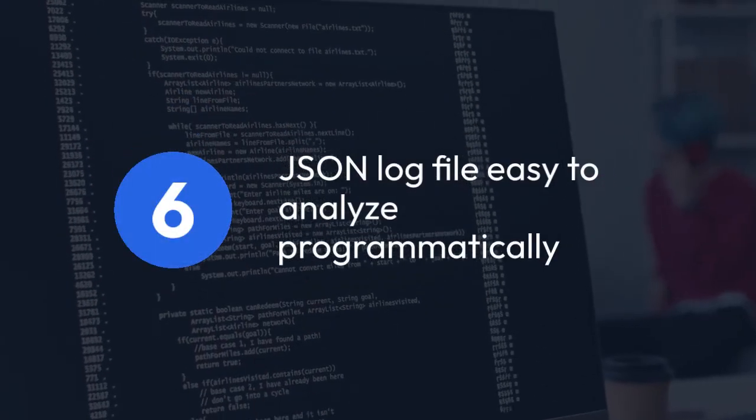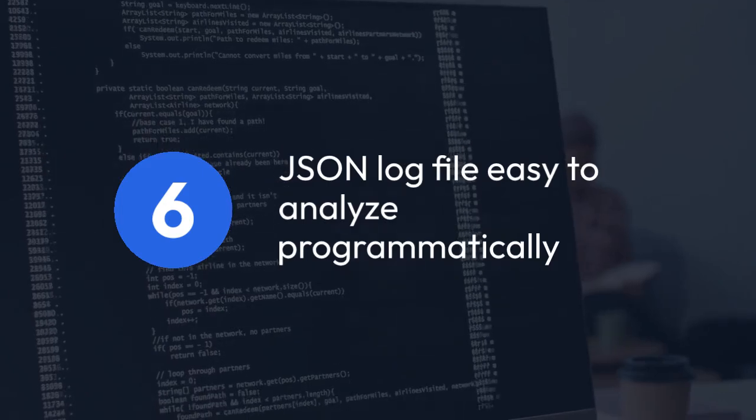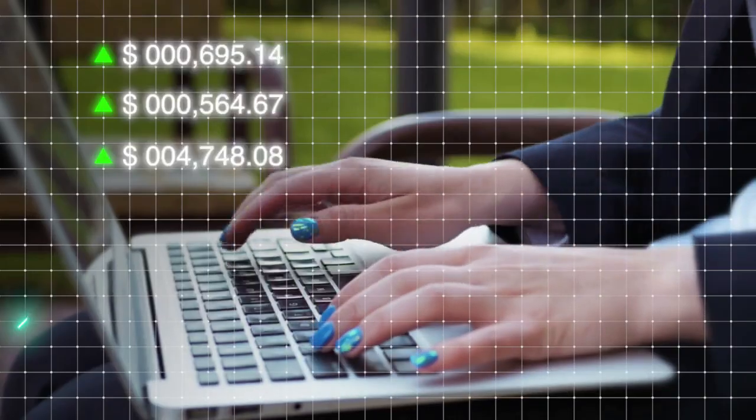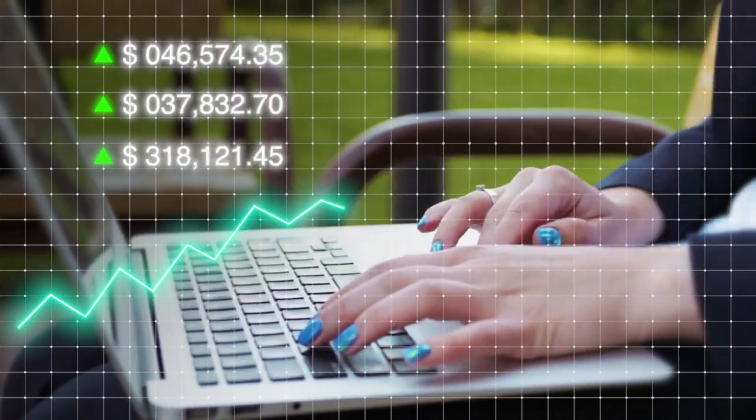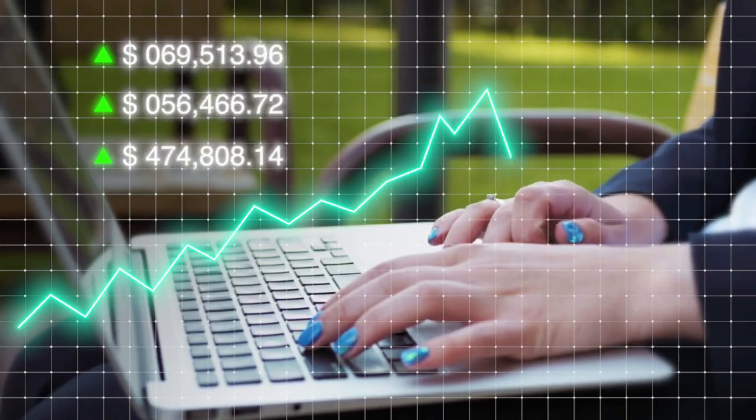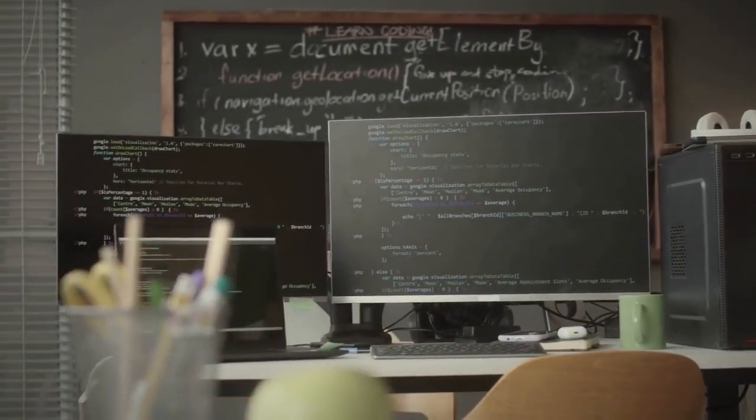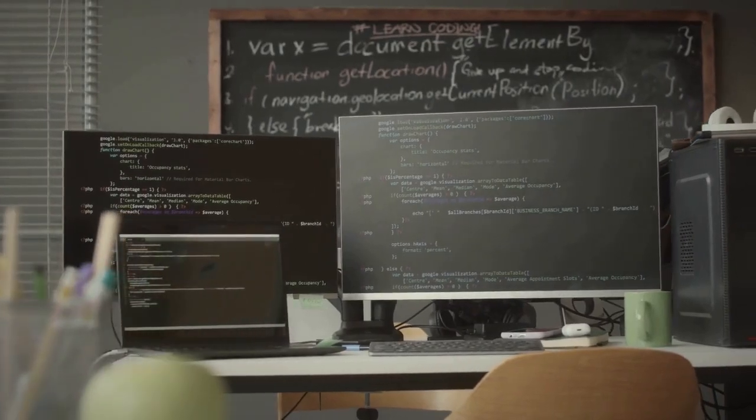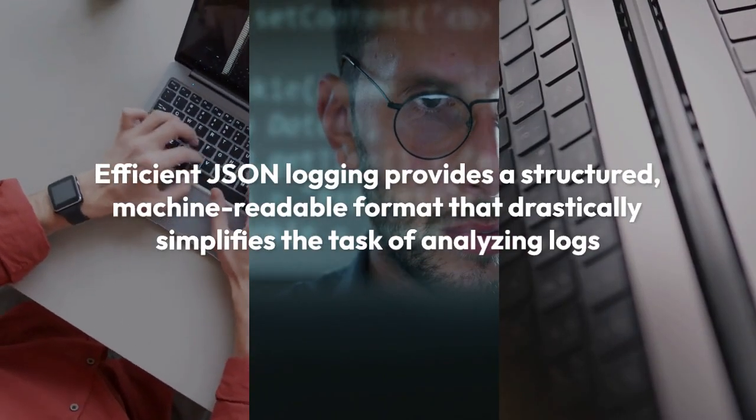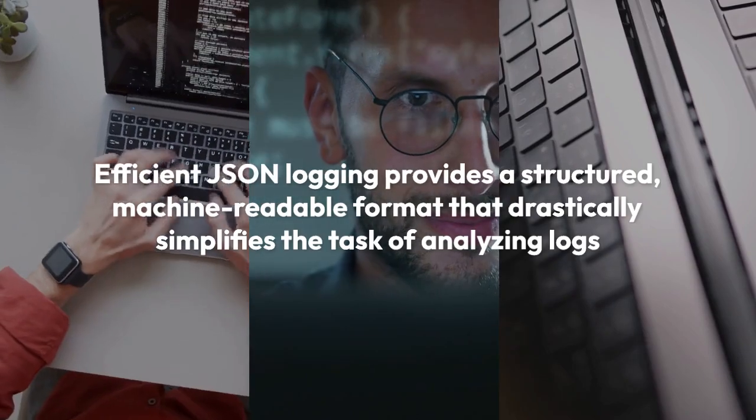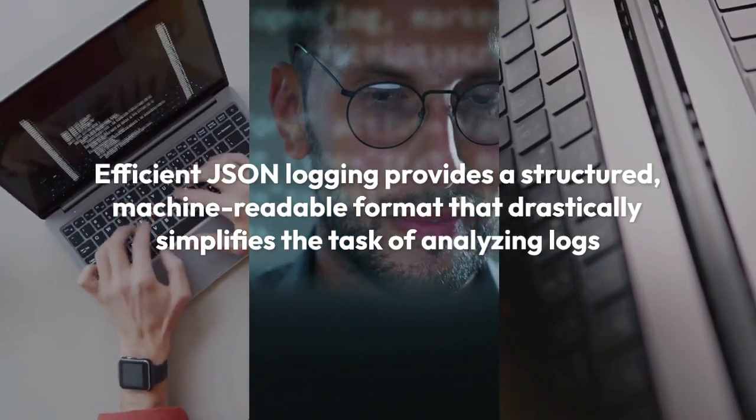6. Once your logging is configured correctly, you'll have a JSON log file that's easy to analyze programmatically. You can use tools like jq, a command line JSON processor, or libraries like pandas in Python to extract and analyze data from your logs. This is incredibly useful for monitoring application performance, tracking errors, and ultimately improving your code. Efficient JSON logging provides a structured, machine-readable format that drastically simplifies the task of analyzing logs, making debugging and system monitoring significantly more manageable.